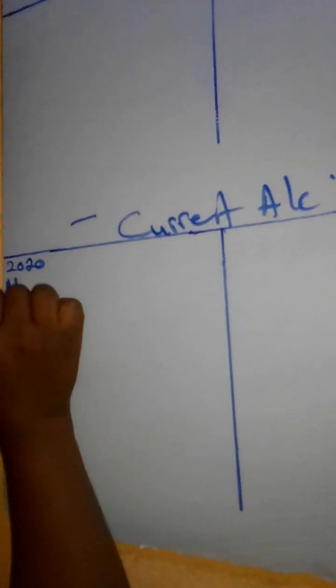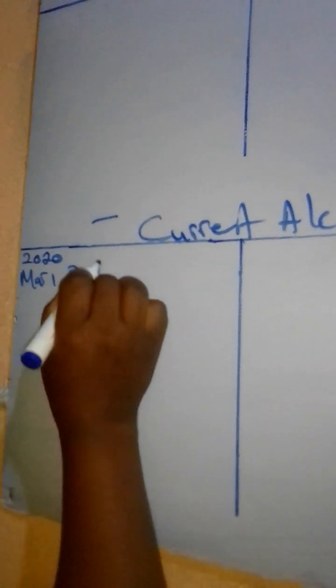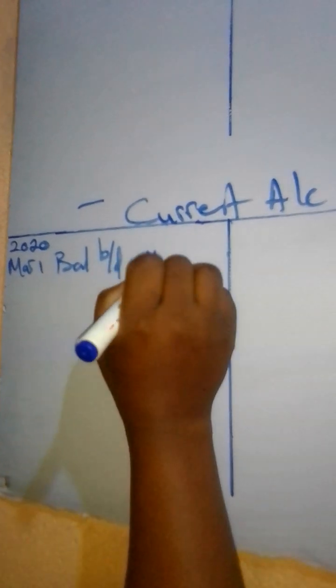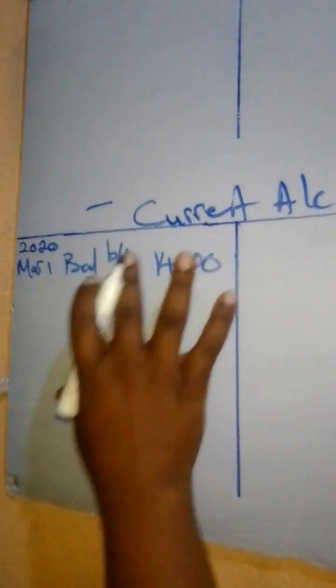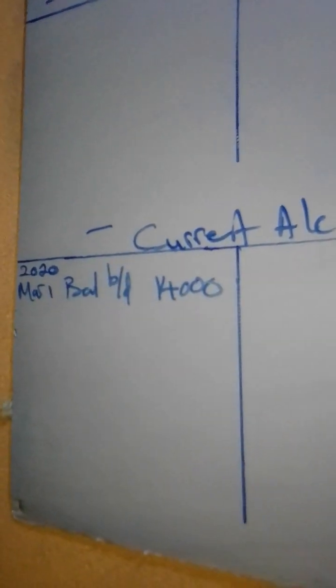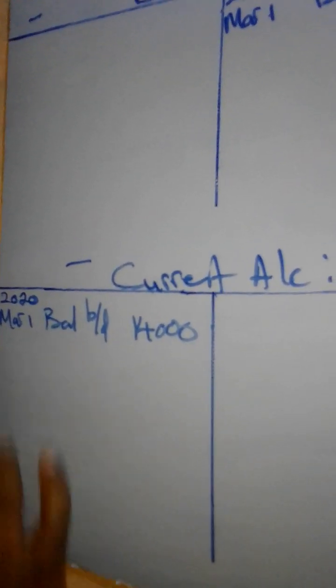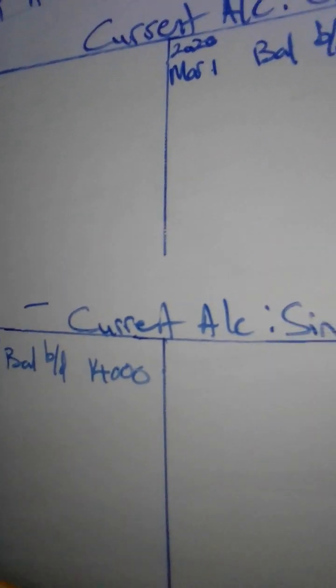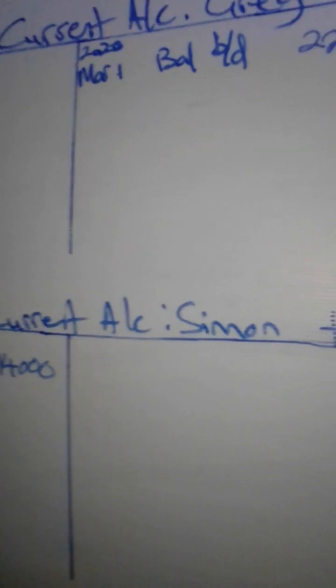For Simon, they said the balance is unfavorable, so it means that it's going to appear on the debit side. So I'm going to indicate 2020 March 1 balance BD, and the amount is 14,000. This is an unfavorable balance. Why is it unfavorable? Because you can see the way I've recorded it on the debit side. It's a negative balance.